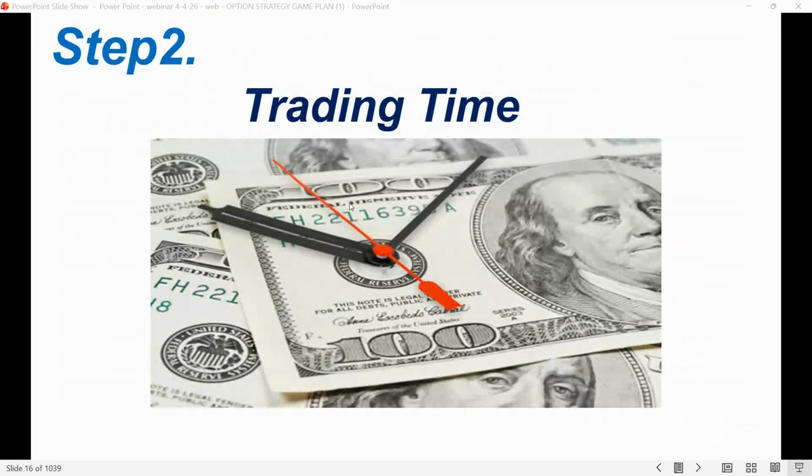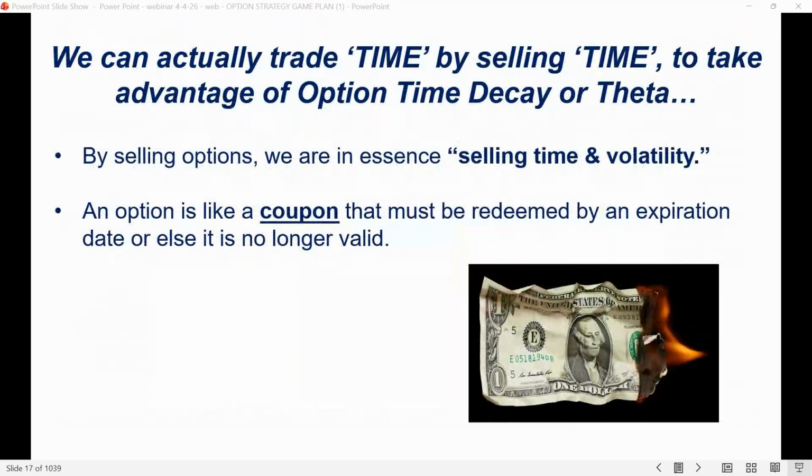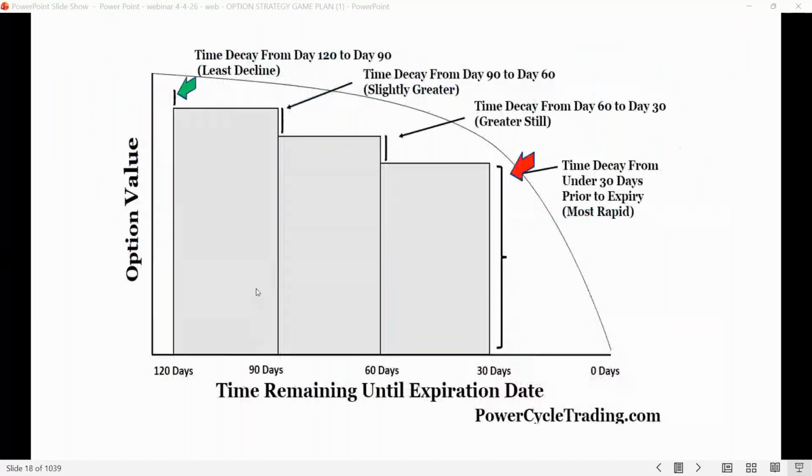Now, step 2 is trading time. In options, we can actually trade time by selling time to take advantage of option time decay, or theta. When we're selling options, we are, in essence, selling time and volatility. It's a really good example to think of an option as like a coupon that you get at a store. You look at that coupon, and it says you must use this by such and such date or else it expires. Well, that's exactly like an option series. An option is like a coupon that's valid for a certain amount of time, and then that's it, it's gone. So take advantage of it.